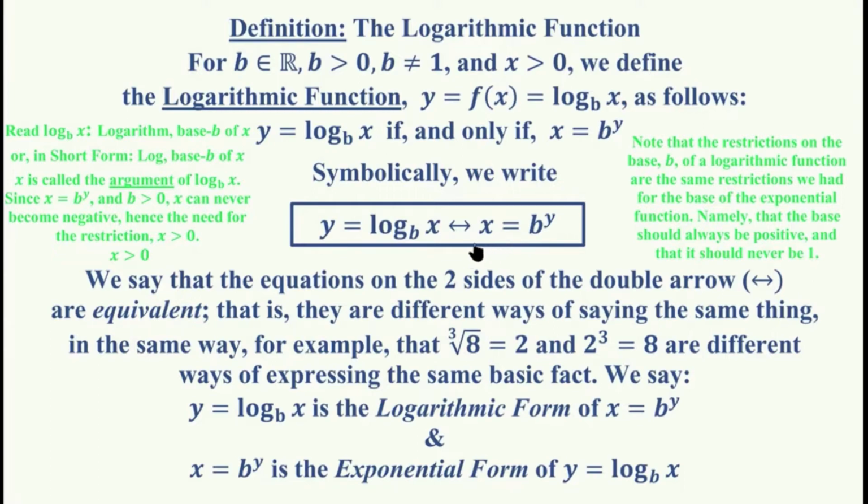What that means is that they're different ways of saying the same thing, in very much the same way, for example, that you can say the cube root of 8 is 2, or you can say 2 cubed is 8. They're basically expressing the same fact, but in different forms. In fact, we call the left equation the logarithmic form of the equation on the right, and we call the exponential equation on the right the exponential version of this logarithmic equation on the left.